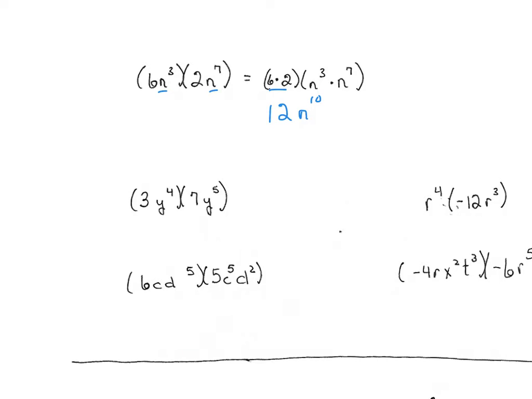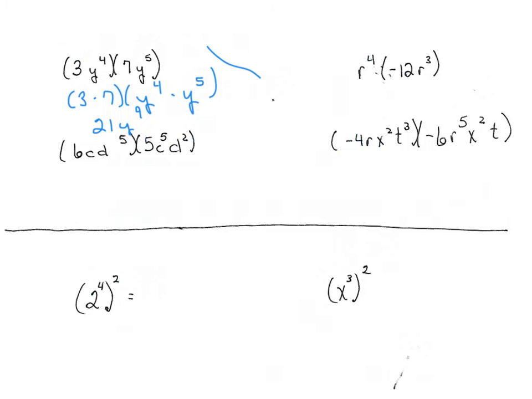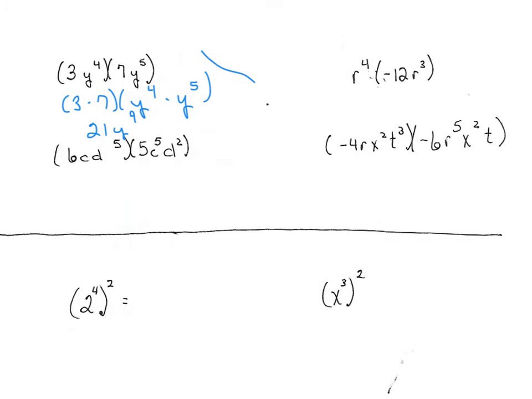If we look at the next one, we're going to have 3 times 7, and then we have y to the 4th times y to the 5th, which is 21. Y, 4 plus 5 is 9, so 21 y to the 9th. Let's look at this one.